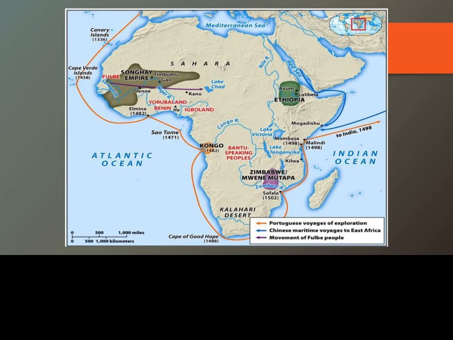And this last map right here shows you the voyages of the Portuguese, Vasco da Gama sailing around the Horn of Africa, excuse me, the Horn of Africa is over here, sailing around the tip of Africa and the Cape of Good Hope on to India. And of course the blue, that was Zheng He's voyages there.